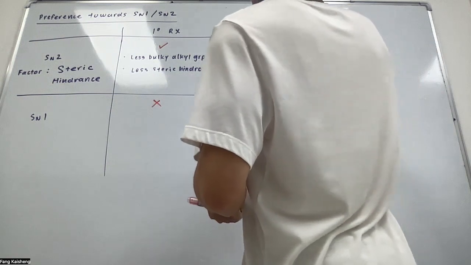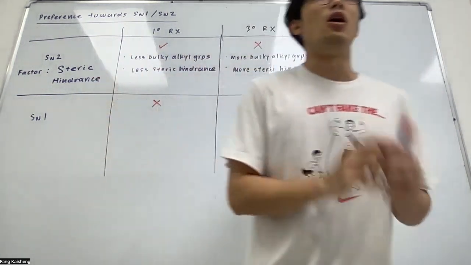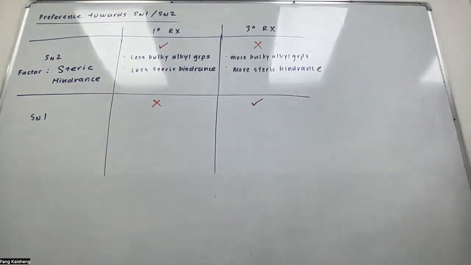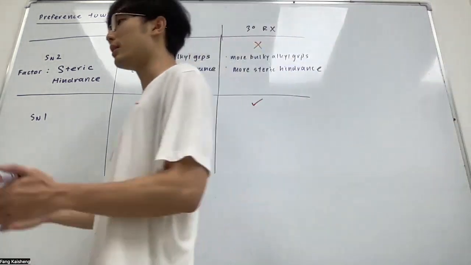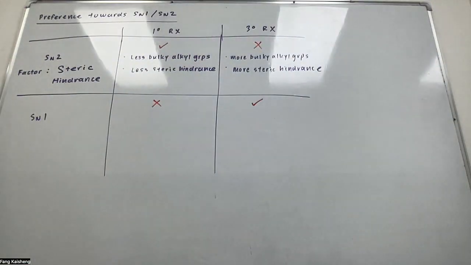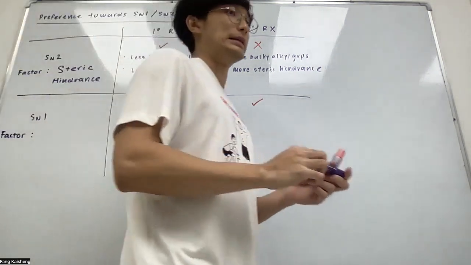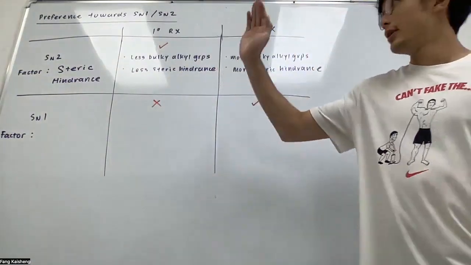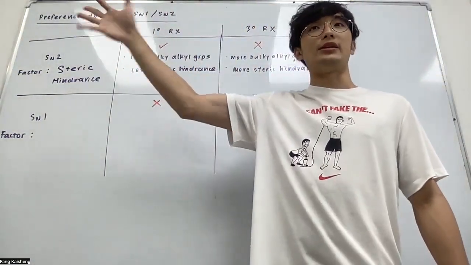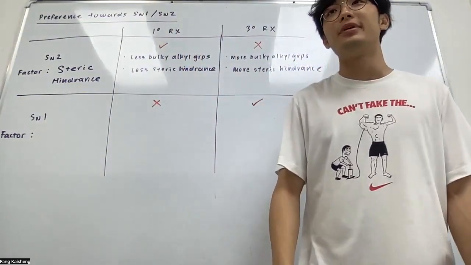So the factor is because of the rear side attack. With so many groups blocking the nucleophile, you're not going to have SN2 happening. It's simple, really nothing much. The SN1 is a little bit more to explain. SN2 is about rear side attack, so you need as much space as possible.